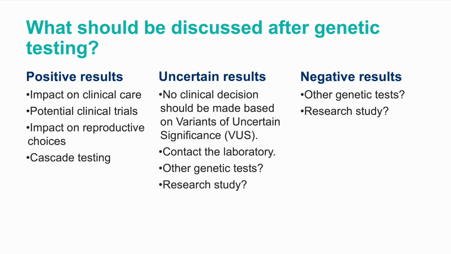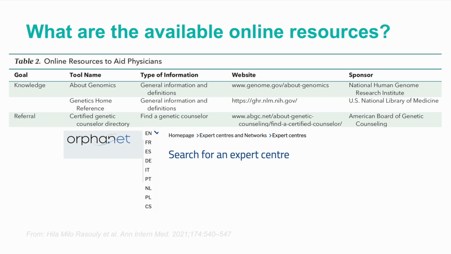Okay, so I gave you all kind of tricks and tips, and I want to finish with the available online resources. There are available online resources that are focused on knowledge about genomics, general information, definitions. The NHGRI has a website. The Genetics Home Reference was just migrated to the MedlinePlus website, but you can find the same information there.